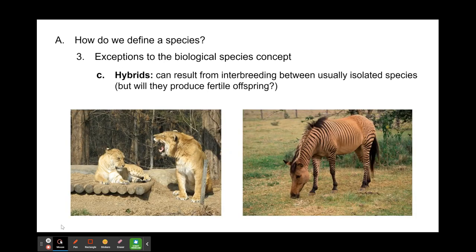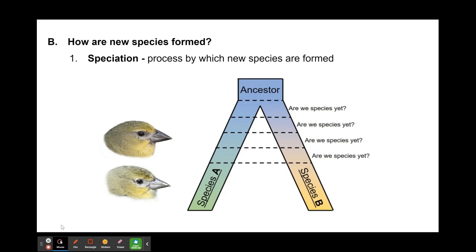And the last exception are hybrids. Biologists have successfully created hybrids. Most hybrids produce infertile offspring, and so when a hybrid is created, it usually is not considered a new species. But recently, some hybrid babies have successfully produced their own offspring. This shows that the hybrid individuals potentially created a new species. But this still needs to be studied, but we may ultimately have to alter the biological species concept to include these exceptions. Anyways, no matter what concept is used to define a species, the process of creating a new species over time is called speciation.